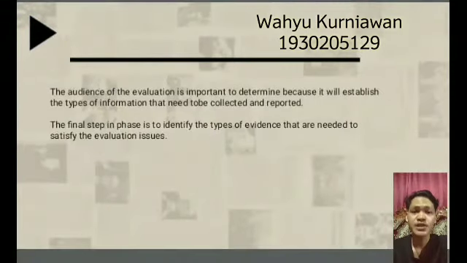Second, the evaluation audience is important to determine because it will prompt the type of information that needs to be collected and reported. The client will be able to help determine who the intended audience is. It is best to try to narrow the audience as much as possible.